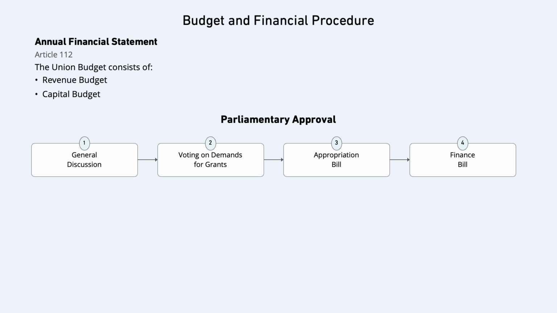Now the appropriation bill, and then it becomes a finance bill, okay? Budget. So that's a very simple process. General discussion, voting on demand for grants, and then the appropriation bill, and then the finance bill.